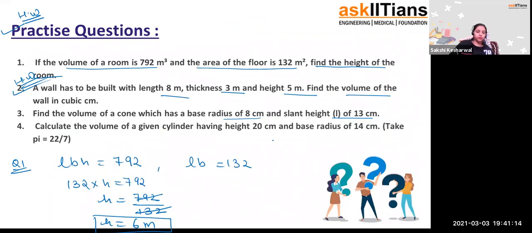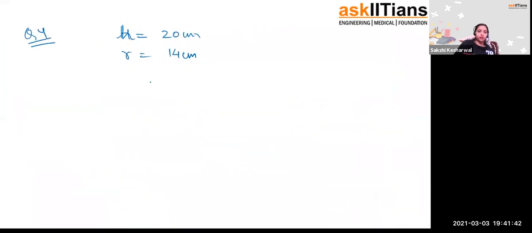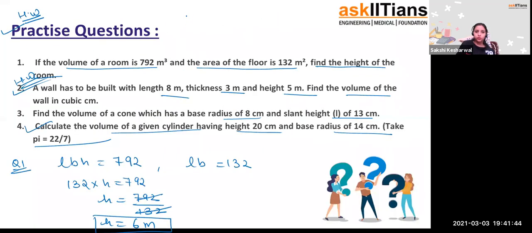Now, what is question number 4? Calculate the volume of the cylinder having the height and the base radius given, and take pi value equal to 22 by 7. The height is 20 and the radius is 14. So question number 4, how will you solve it? Height H is equal to 20 centimeter, and the radius is equal to 14 centimeter, right? So you have to find the volume of the cylinder.